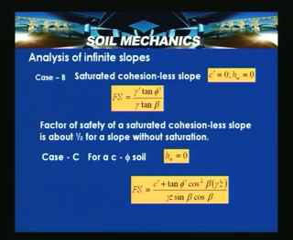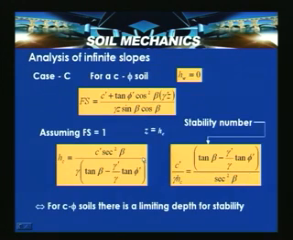0.5. For a c-phi soil with H_w equal to 0, we can write the expression: factor of safety is equal to c' plus tan phi' cos square beta into gamma' z, divided by gamma z sin beta cos beta. So, that means again a c-phi soil, but under saturated conditions with the water table at the top surface, that is, at the slope surface.